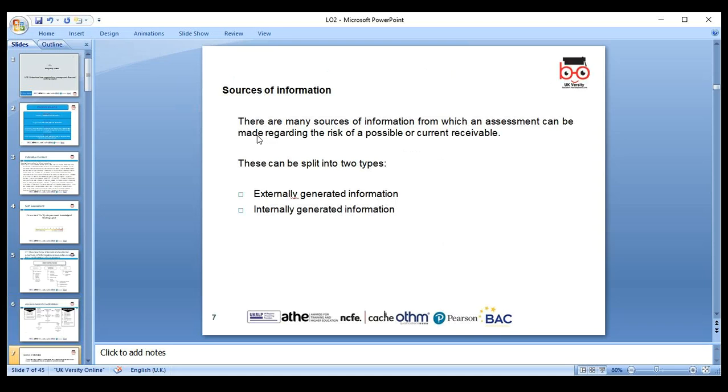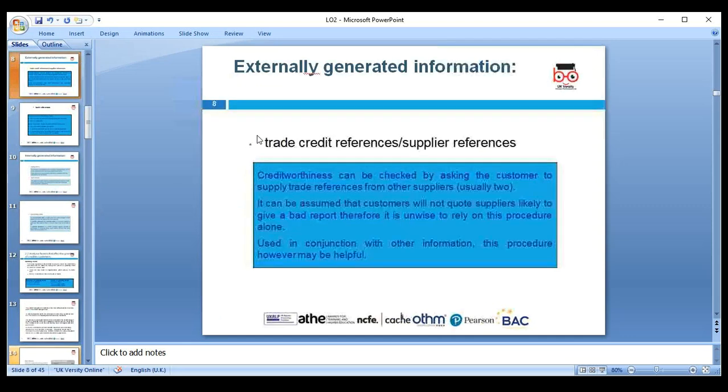Next, sources of information. Information is the lifeblood of any business. So what are the key sources? We can look at internal and external. External sources can be various, such as credit reference agencies. Internal is the information we are already holding about the clients, which we can review before giving credit to the customer. Externally generated information includes trade and credit references and supplier references.